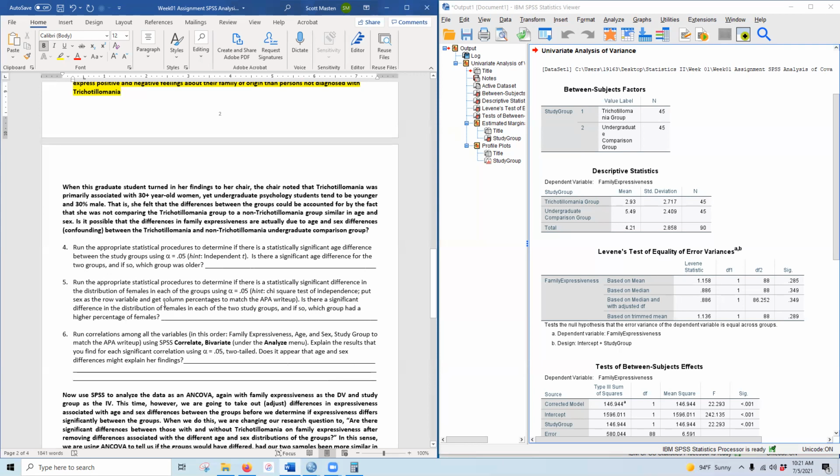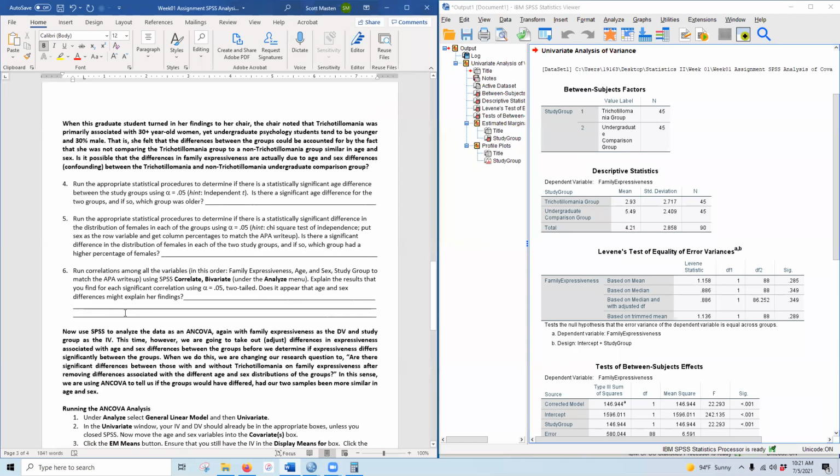So let's do it. What are the two things that have to be true in order for a variable to be a confounder? Well, it has to be related to the dependent variable, and it has to differ between the independent variable, so it has to differ between your groups. That is a more complicated way of saying, were the trichotillomania group on average the same age as those who were undergrads? Were they about the same gender distribution as the undergrads? That is the part where age and sex differ between the groups, those with trichotillomania or not. That's what you want to know.